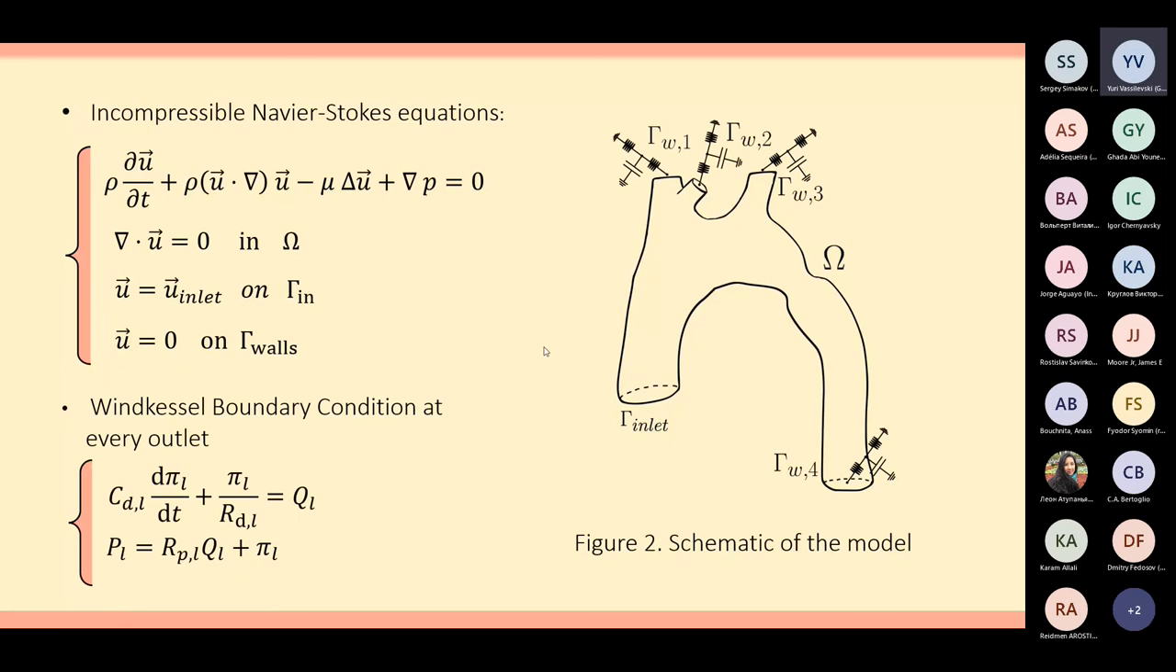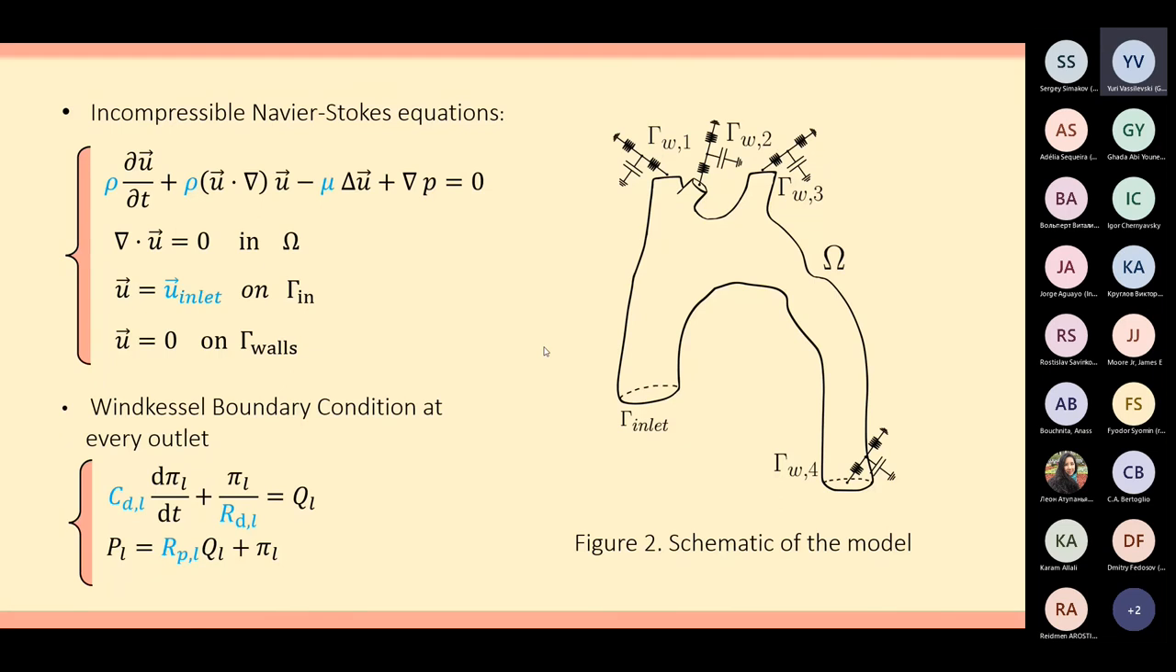This equation, in this case, is for the flow, and relates the flow with the pressure in that outlet. So every outlet here will have three different parameters, which are the three elements of the Windkessel boundary condition. This C is called the compliance or the capacitance, and we have two resistances, the proximal resistance and the distal resistance. So this is our full model. We have three parameters for every outlet.